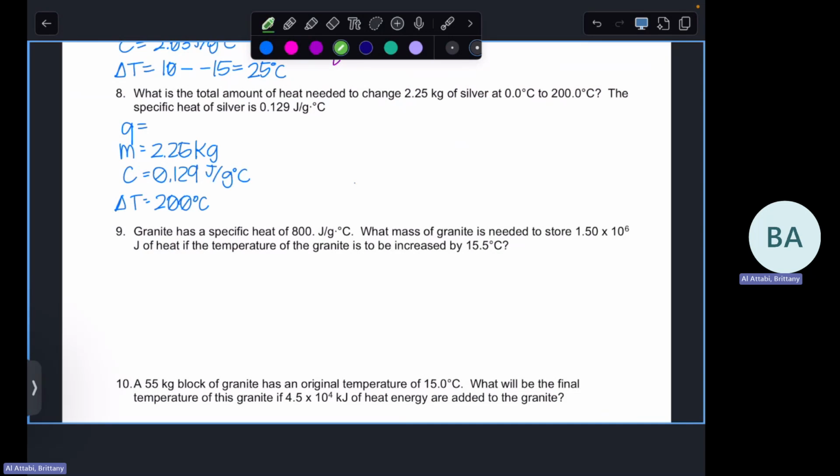You do. Because this guy right here is grams. If that was kilograms, then you could leave it, but it's not. So because that's grams, we got to convert. So times 1,000 to convert. So 2250 grams. Get 2250.